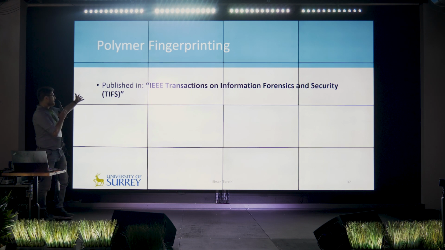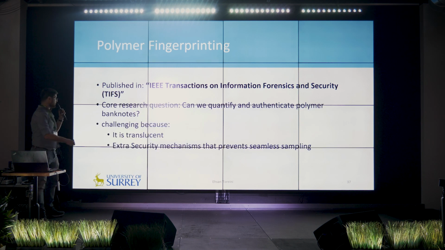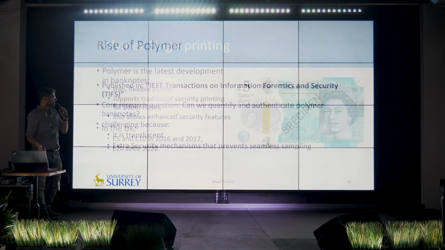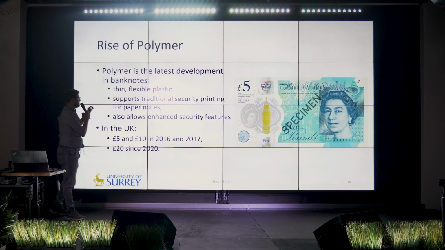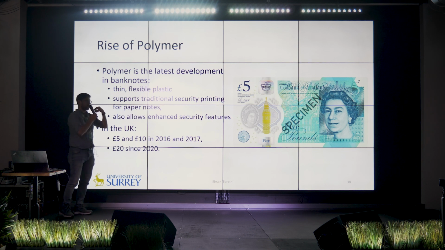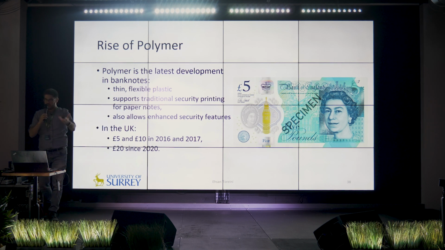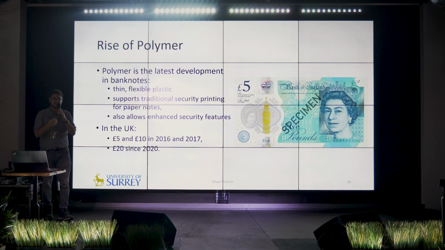So it is first of all published in TIFS, which is another very good journal. The key question is how we can authenticate polymer banknotes in presence of using the same techniques. Polymer banknotes are specifically an interesting case because, first of all, they are flexible, they are more durable, they are advertised as more secure, and more resilient against these sort of harsh attacks, and they are basically everywhere since 2016 in the UK.